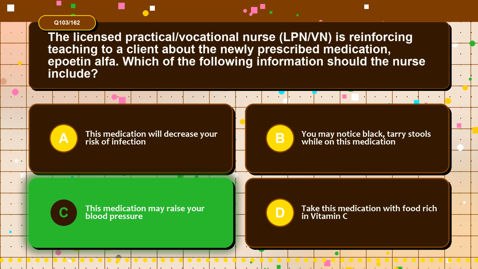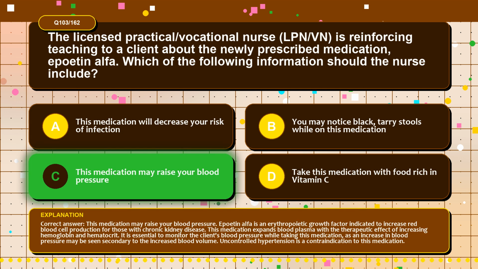The correct answer is option C. This medication may raise your blood pressure. Epoetin alpha is an erythropoietic growth factor indicated to increase red blood cell production for those with chronic kidney disease. This medication expands blood plasma with the therapeutic effect of increasing hemoglobin and hematocrit. It is essential to monitor the client's blood pressure while taking this medication, as an increase in blood pressure may be seen secondary to the increased blood volume. Uncontrolled hypertension is a contraindication to this medication.